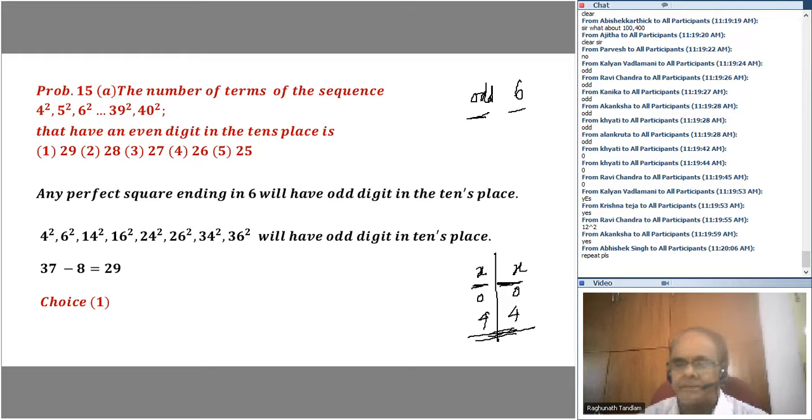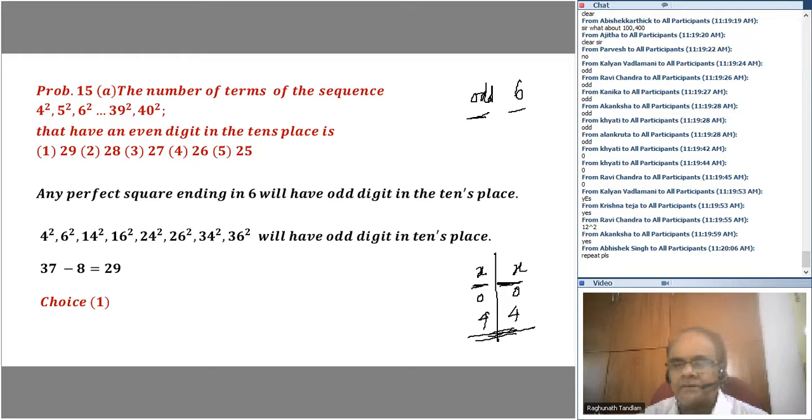Abhishek, that's what I'm repeating. What is 10 square? What is 20 square? What is 30 square? What is 12 square? What is 38 square? What is 88 square? So 88 square, not 18 square, 88 square.